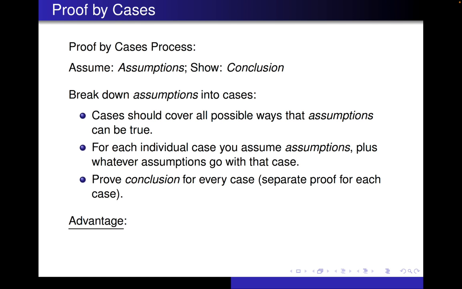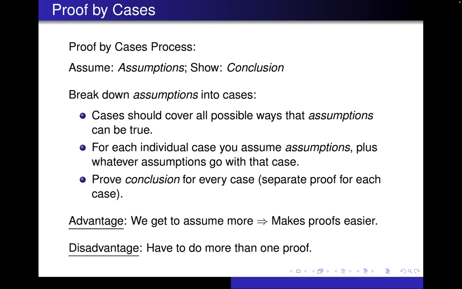So there are some advantages to this and some disadvantages. The big advantage is that you get to assume more, right? You get to assume the assumptions of your theorem plus whatever assumptions come with your cases. And that is going to make the proofs easier. And of course, the disadvantage is that you have to do more than one proof. You have to do one proof for each case that you make.